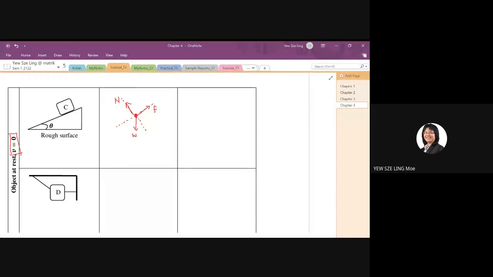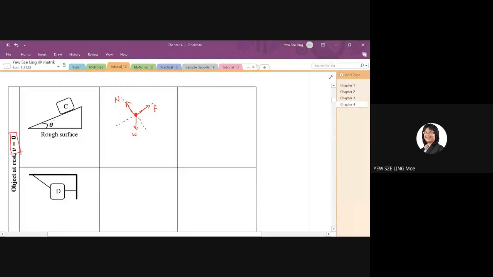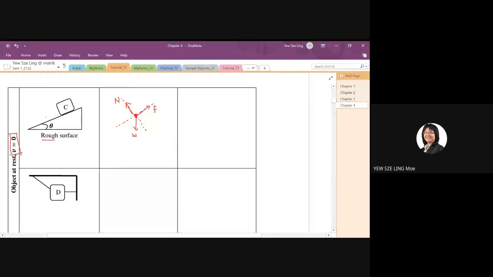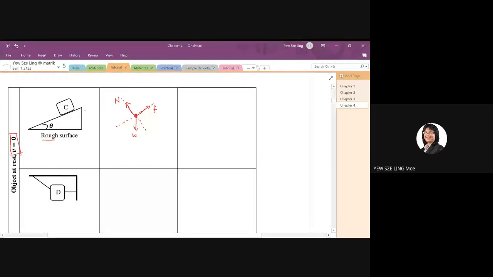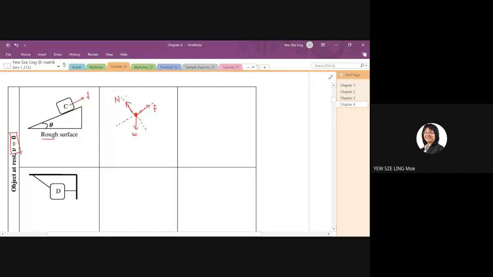All right, so how do I know that the frictional force is going up? Because I have a rough surface, and if you just put the object on this inclined surface, the nature of the object will cause it to slide down. But the reason why it's not moving is that you have a frictional force pointing in the opposite direction. Therefore you have an F going in the opposite direction that prevents it from sliding down. So that is a complete answer.